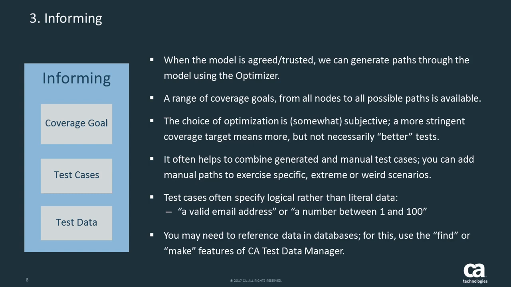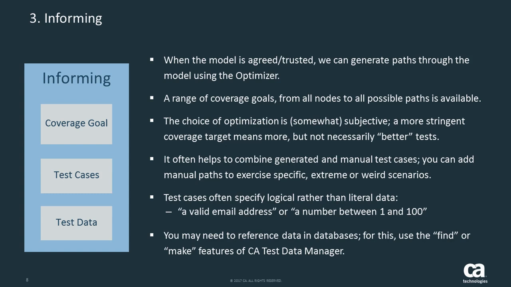When we specify our test values, it could be that a test case specifies a logical rather than a piece of literal data. So by logical, what I mean is the decision might be the system accepts a valid email address and rejects invalid email addresses. Well, a logical test value would be a valid email address rather than an actual email address. Or the check might be for a number between 1 and 100. So we don't know what that number is. That would be a literal. The logical requirement is a number in that range.